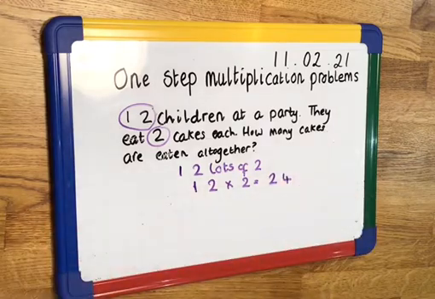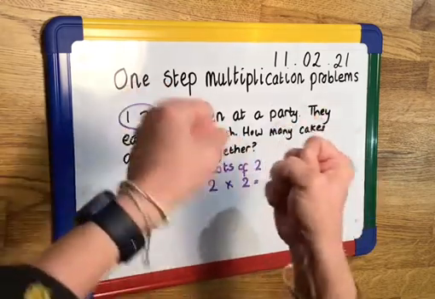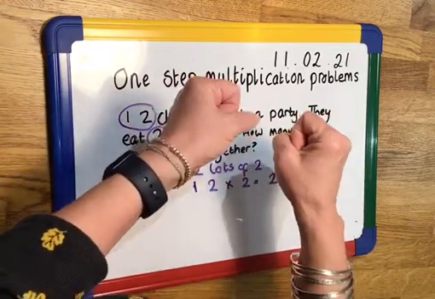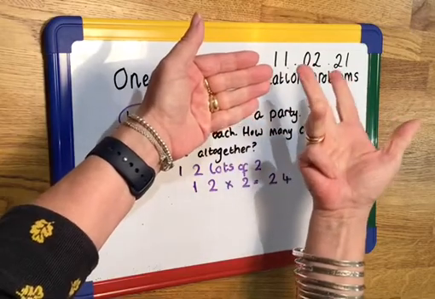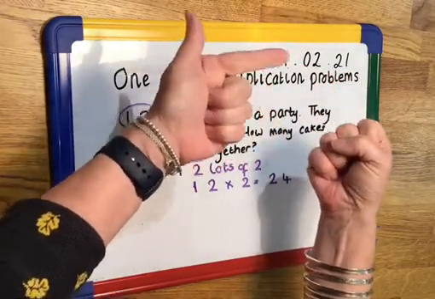If I'm not sure, I could draw an array. I could do it on a number line, or I could just use my fingers. I could count in twos. 2, 4, 6, 8, 10, 12, 14, 16, 18, 20, 22, 24.